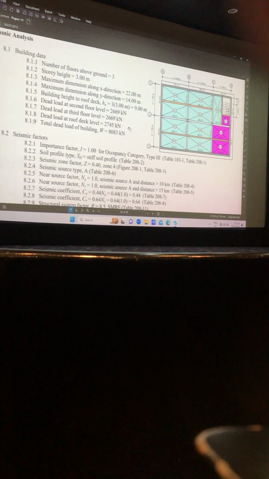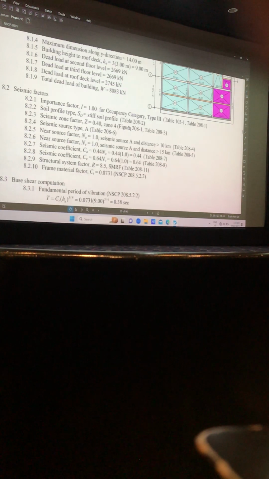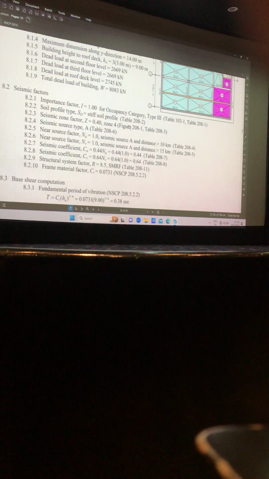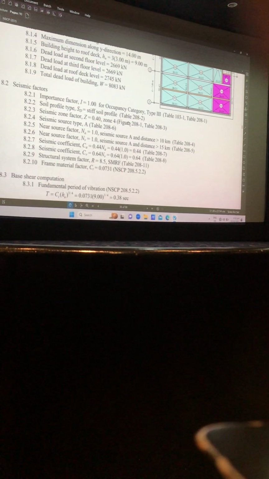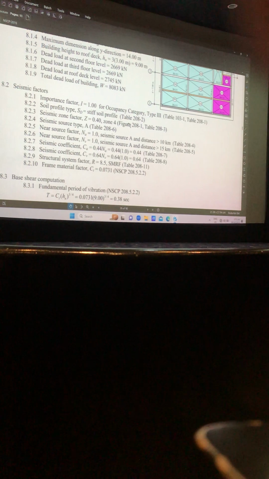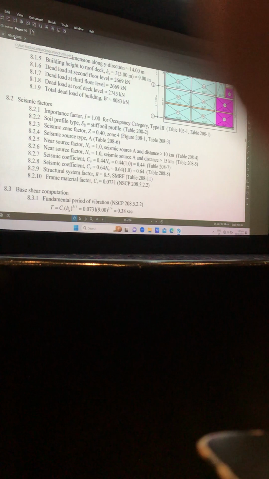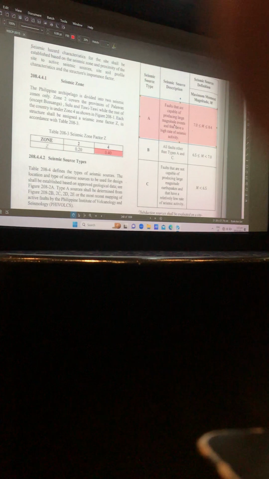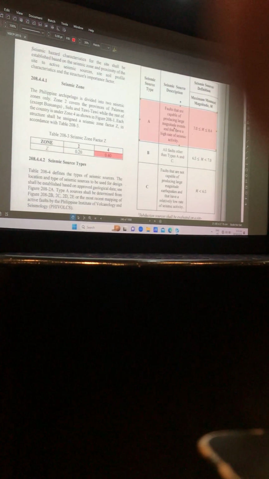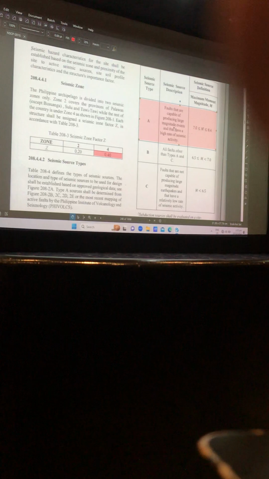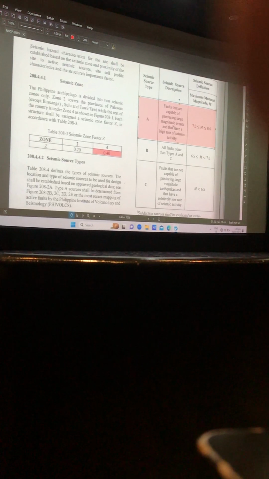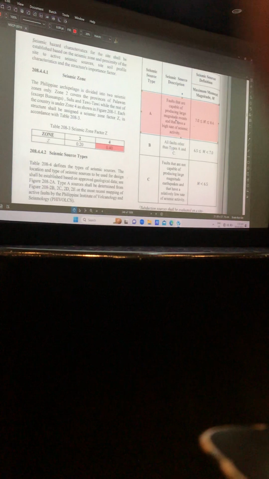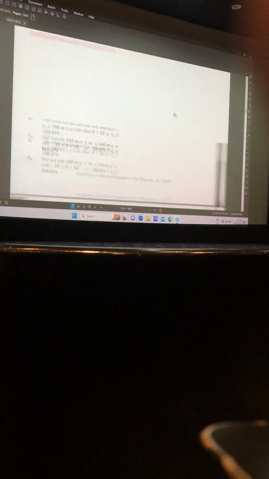So next, we have to obtain the seismic factors. And this is where the NSCP will be applied, no? So for the importance factor, I would like to show you in NSCP 2015. So we have something like this, okay? So table 208-3 gives you the seismic importance factor. That is the seismic zone factor and the importance factor as well, no?